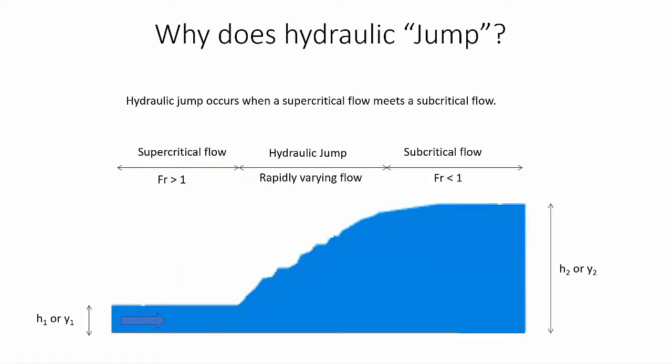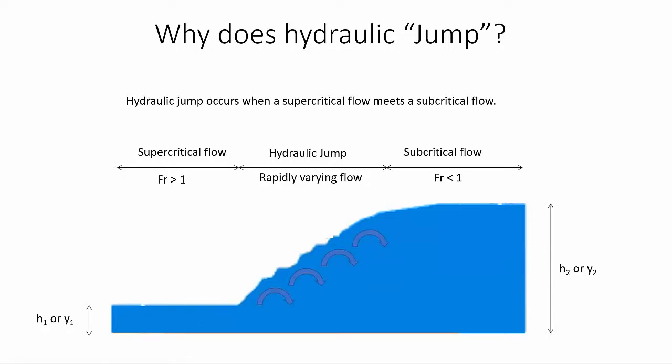A hydraulic jump occurs when a supercritical flow meets a subcritical flow. Assume a flow. The upstream is in a supercritical state with a high velocity, a low water depth, and a Froude number larger than 1. And the downstream is in a subcritical state with a low velocity, high water level, and a Froude number less than 1. When they meet, a transition must occur to reduce the upstream velocity and to raise the water level.